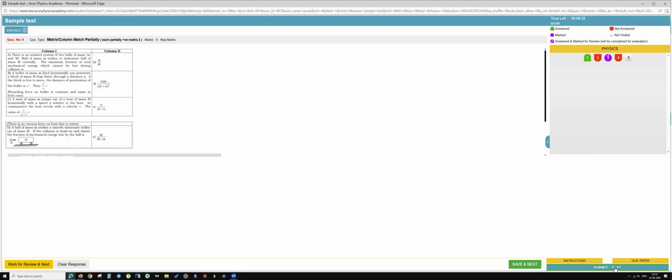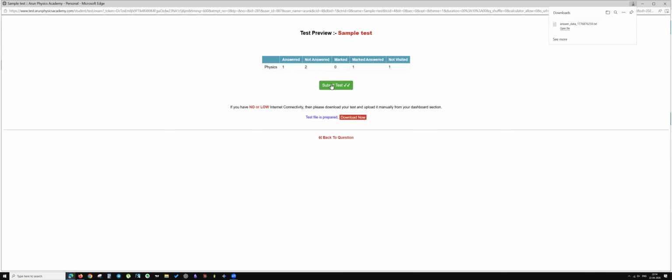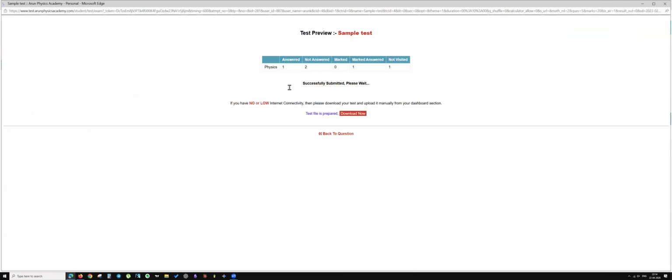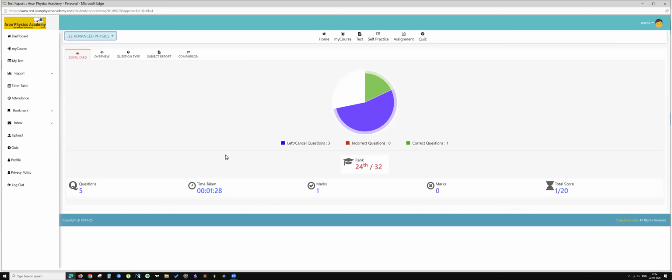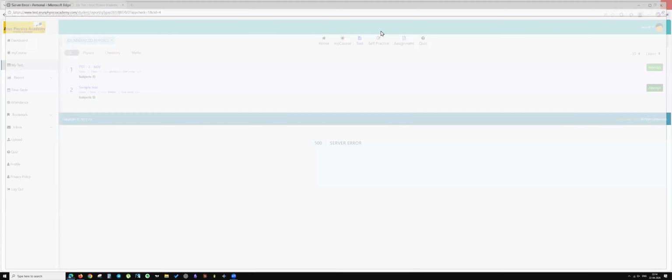And once you're done with the test, you can submit the test, right? It will ask you one last time that you are submitting the test. Yes, you submit the test and it's submitted. And when you go to the detailed analysis report, you'll get your score. It will tell you everything, like how much time you took to write each question.